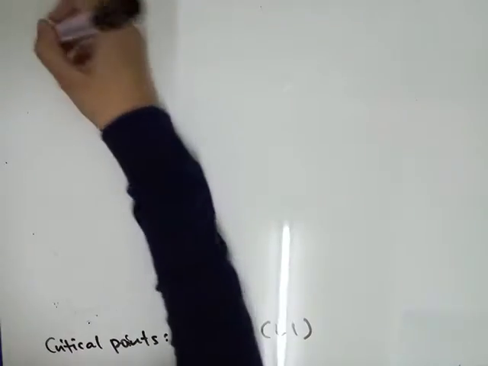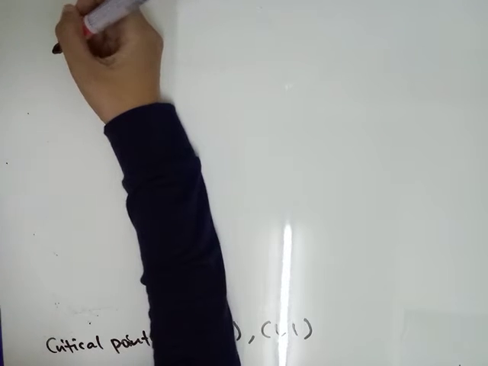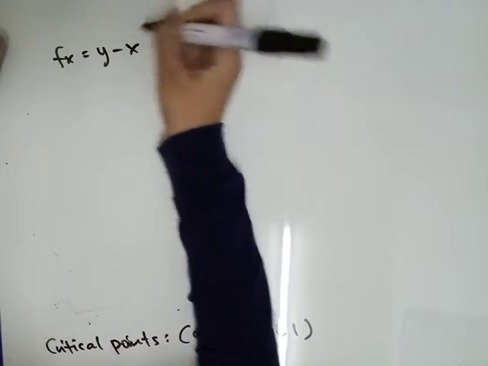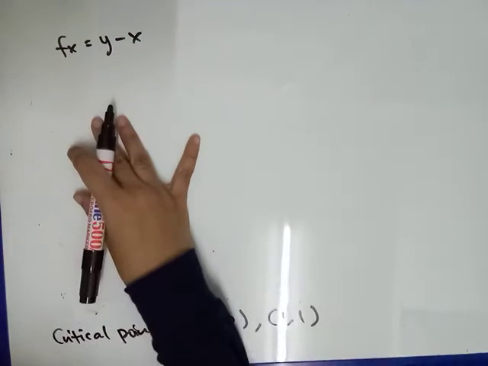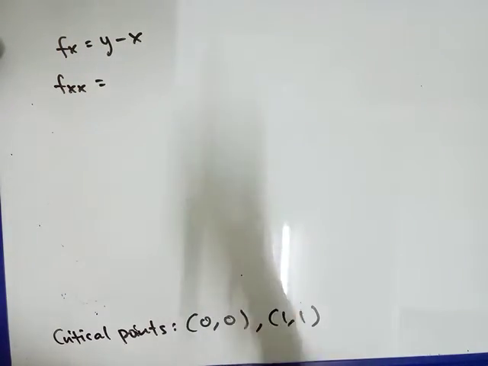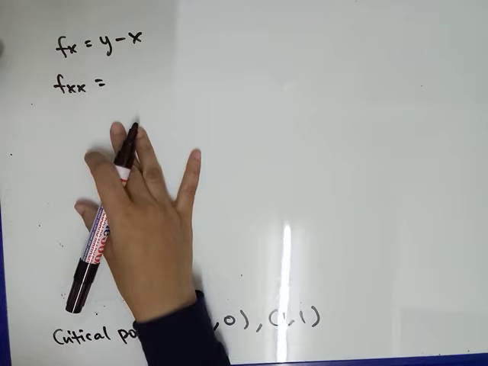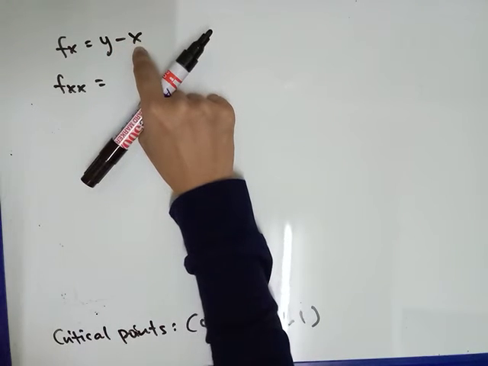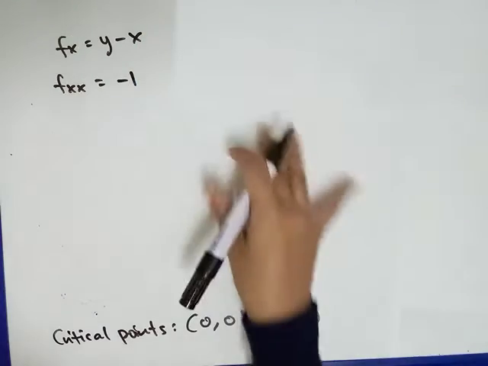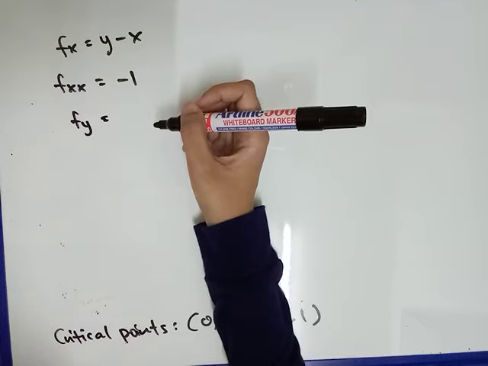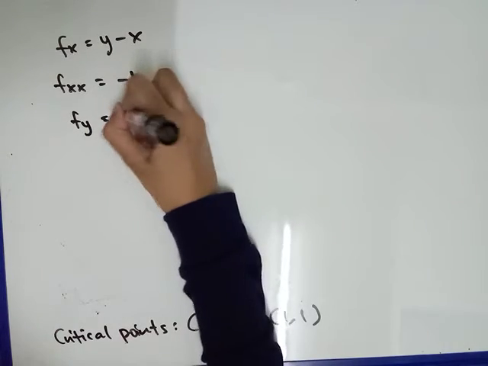Third step, we need to determine the second derivatives. From fx, we know that fx equals to y minus x. So we need to find the second derivative with respect to x. Can you see? Differentiate y, y is a constant, so you get 0. Differentiate x, we get 1, so it is -1. What about fy? Fy we calculated earlier, we get x minus y square.